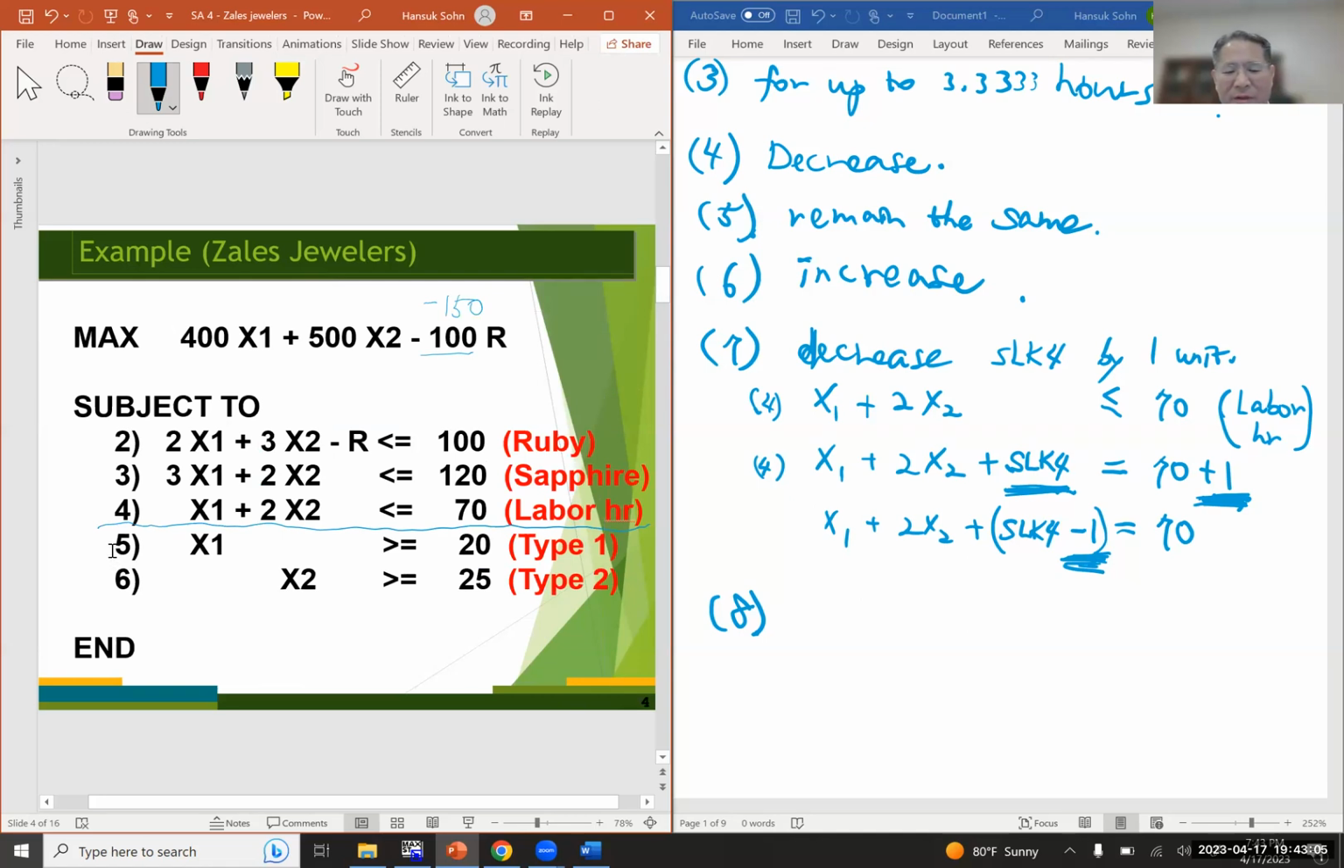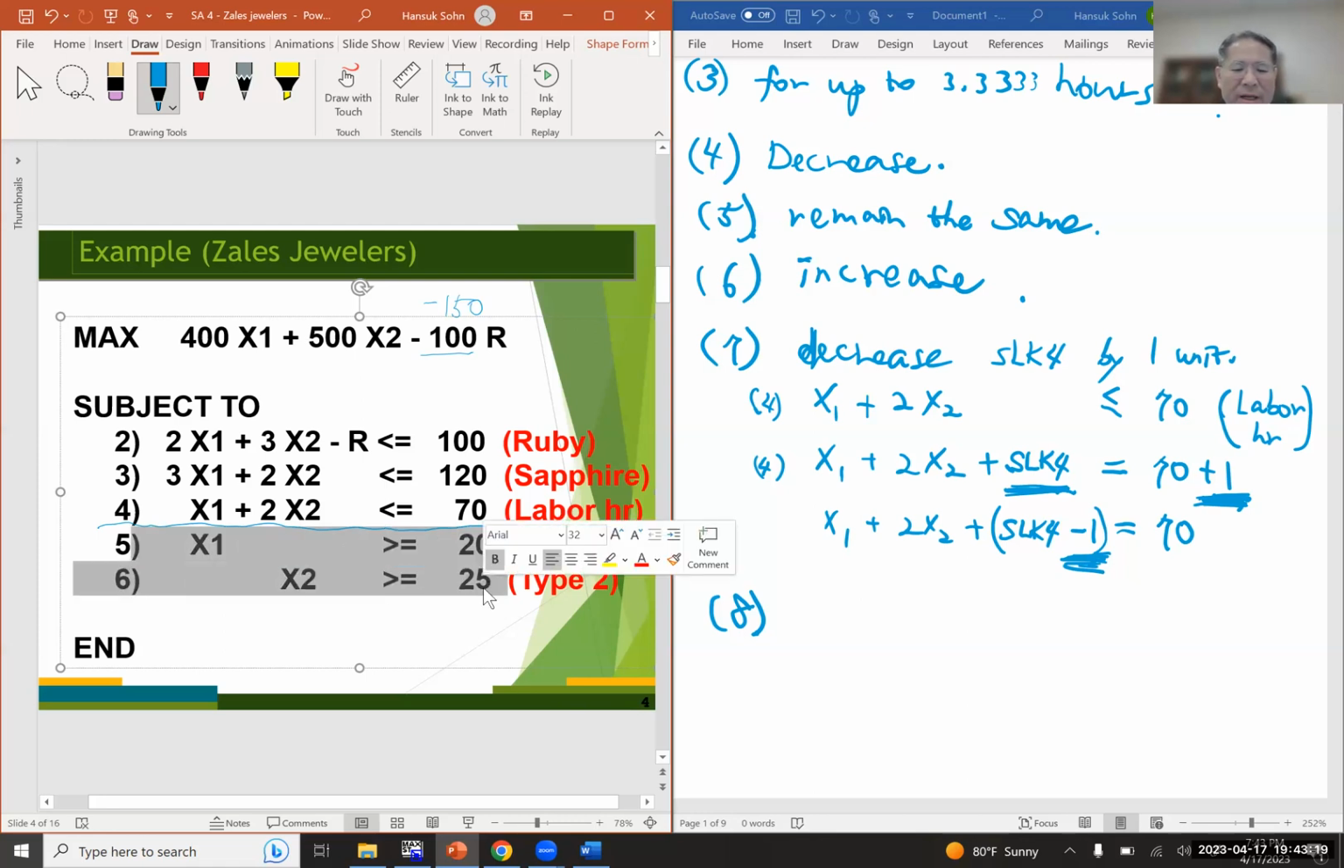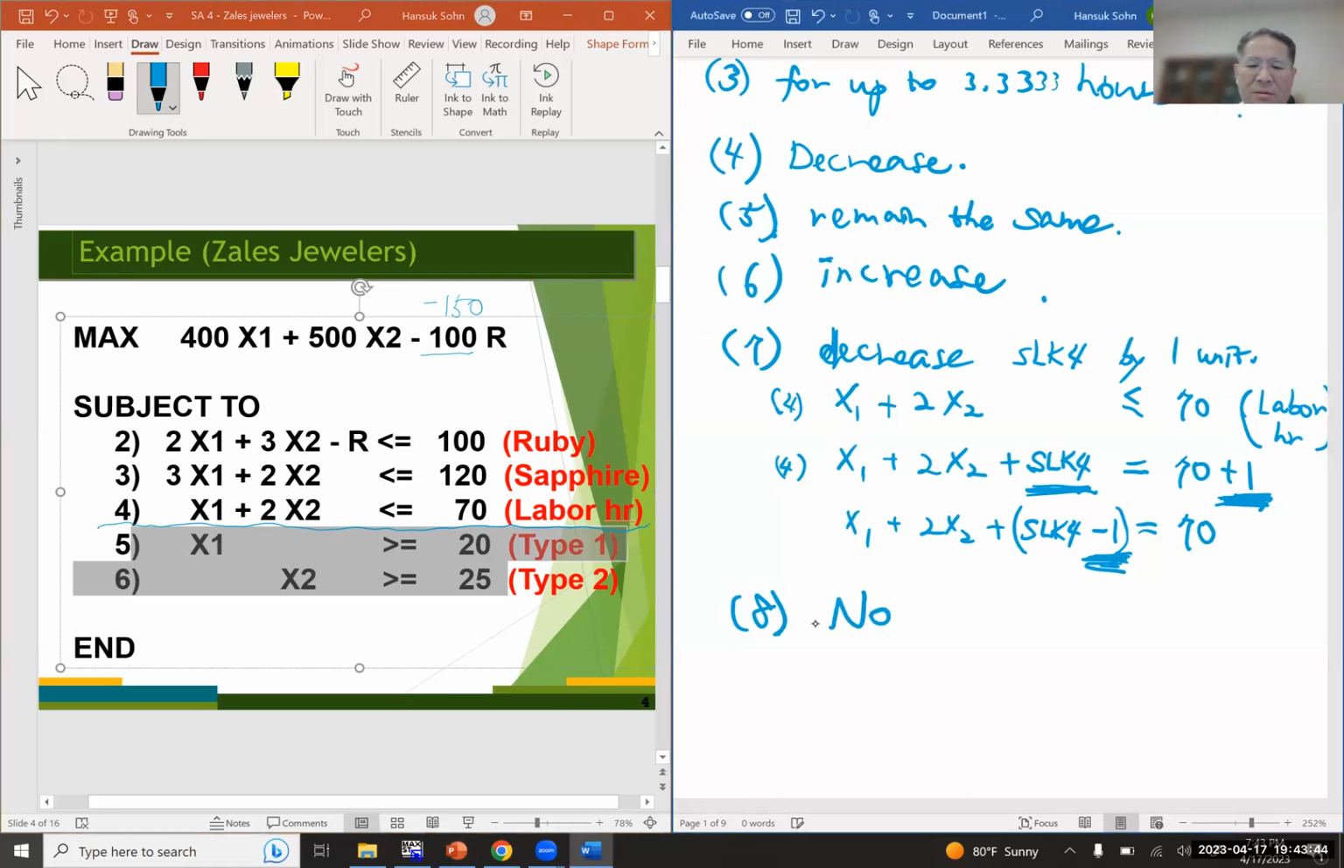And here, the production requirement constraints for type 1 and type 2 are that x1 has to be greater than or equal to 20, and x2 has to be greater than or equal to 25, right? So a decrease in profit would obviously not make it more attractive to produce these rings. So the answer is definitely no. Okay.